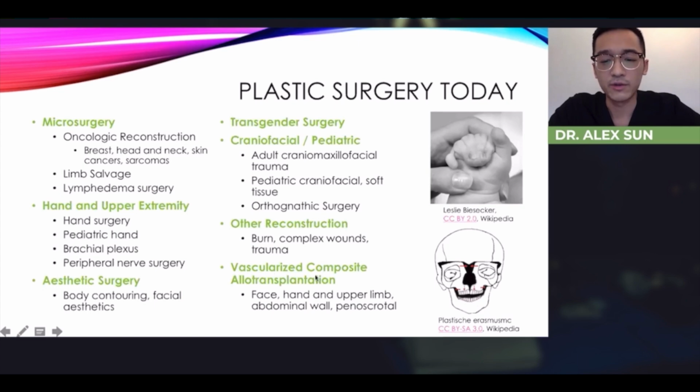And then finally, I put vascularized composite allotransplantation here. So, as we discussed on the last slide, you began with the first kidney transplant in the 50s, and now we have transplant surgery as its own specialty, and they're performing whole organ transplants. Plastic surgery today is very focused on the idea of composite allotransplantation. So this means transplanting composite tissue, so multiple tissue types together. And so this is mostly seen in face transplants, hand and upper limb transplants, abdominal wall transplants for patients who have massive abdominal wall defects from either a tumor resection or from a military blast injury, penoscrotal transplants as well.